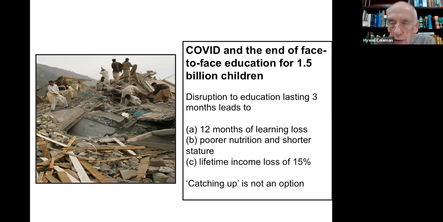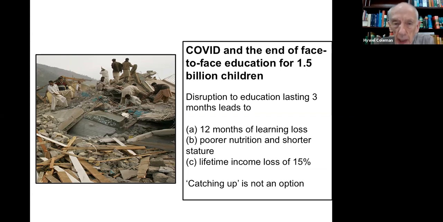The issue of learning loss, people first became aware of it after the very serious earthquake in the Pakistani part of Kashmir in 2005. The disruption to education lasted for 3 months, but then ongoing research has found that the impact of the disruption to education was not just 3 months, catching up on the 3 months, but it actually lasted for 12 months. So learning loss was 4 times the duration of the disruption itself.